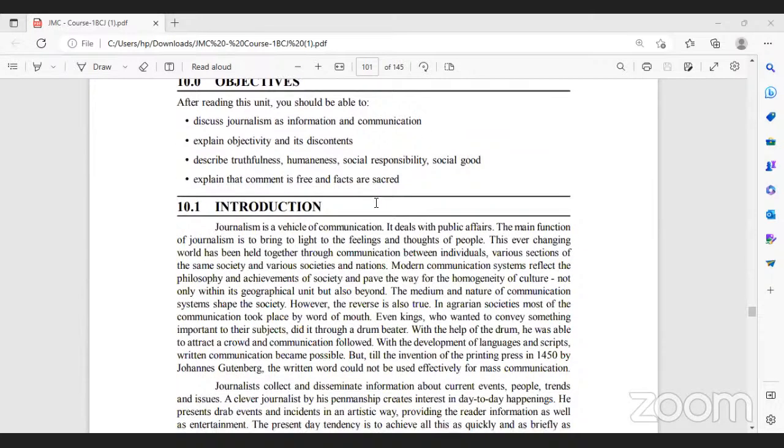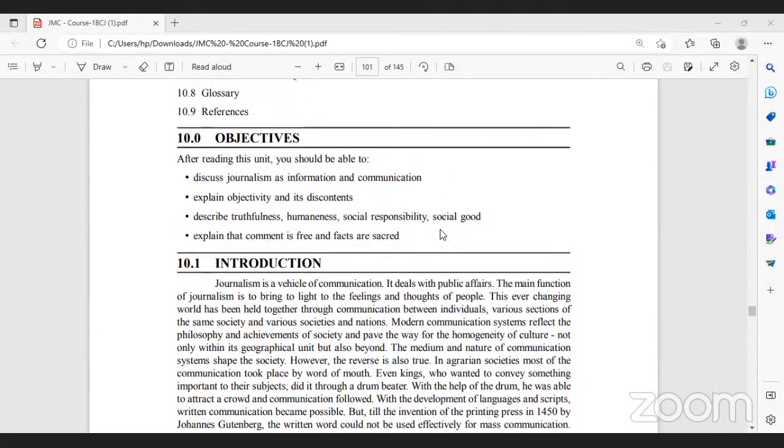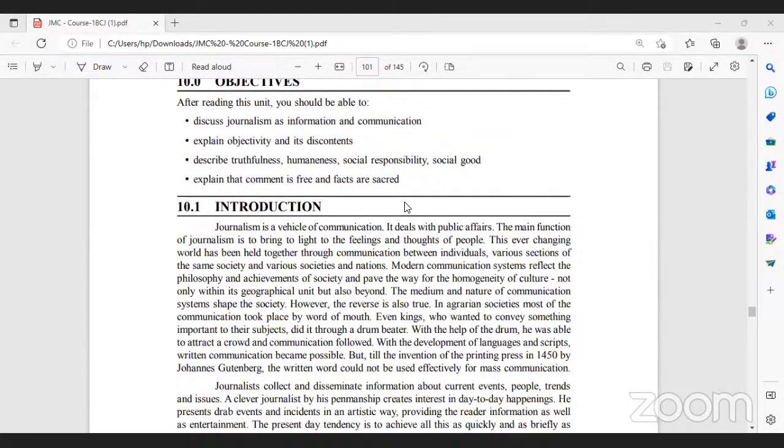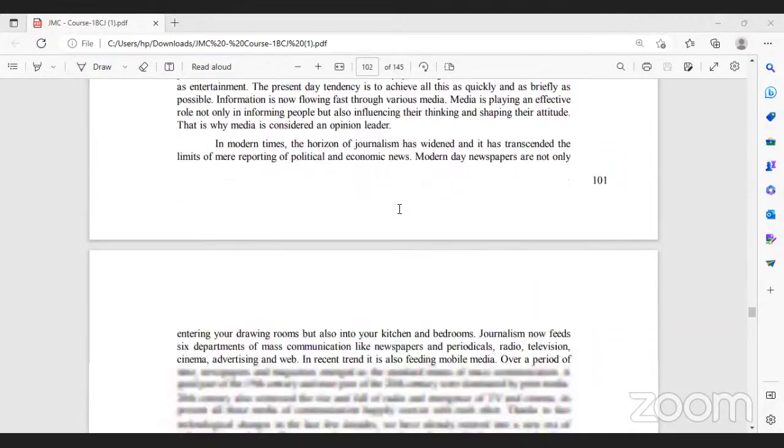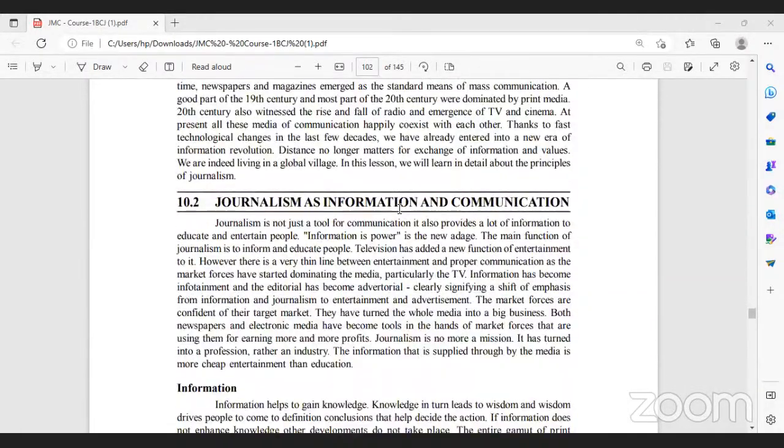Next we have the principles of journalism. In this, we will be talking about journalism as information and communication, and explain its objectivity and its contents, and talk about truthfulness, humanness, social responsibility, and social good, and explain how important freedom and facts are in a democratic country.